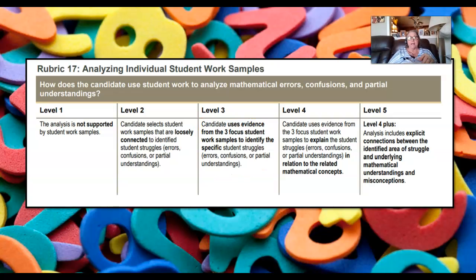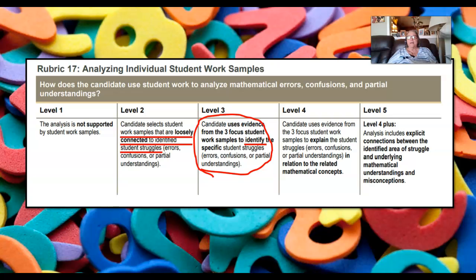If you have a loose connection, then that's going to be a 2. So if they don't feel like you've used evidence from the work samples, you're not going to get a 3. And that's just all there is to it. They're going to look down here and decide then if you should get a 1 or a 2. And so you don't want that to happen, do you? So if your work samples are loosely connected to student struggles, you're going to get a 2.